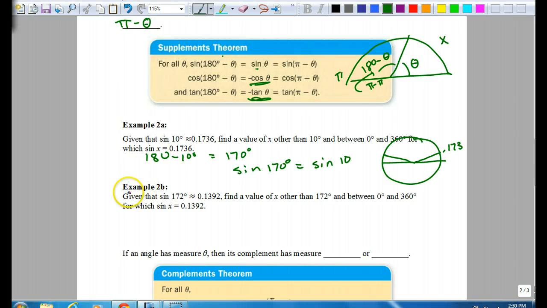Okay, so example 2b, given that sine 172 is this, find the other x that has the same value. So what is it going to be? You're going to take 180 minus 172, which happens to be 8 degrees. So sine of 8 degrees is sine of 172. So is that all we have to do for that problem? Yes. So when it's telling you to find an equivalent sine, you're going to use the Supplements Theorem.